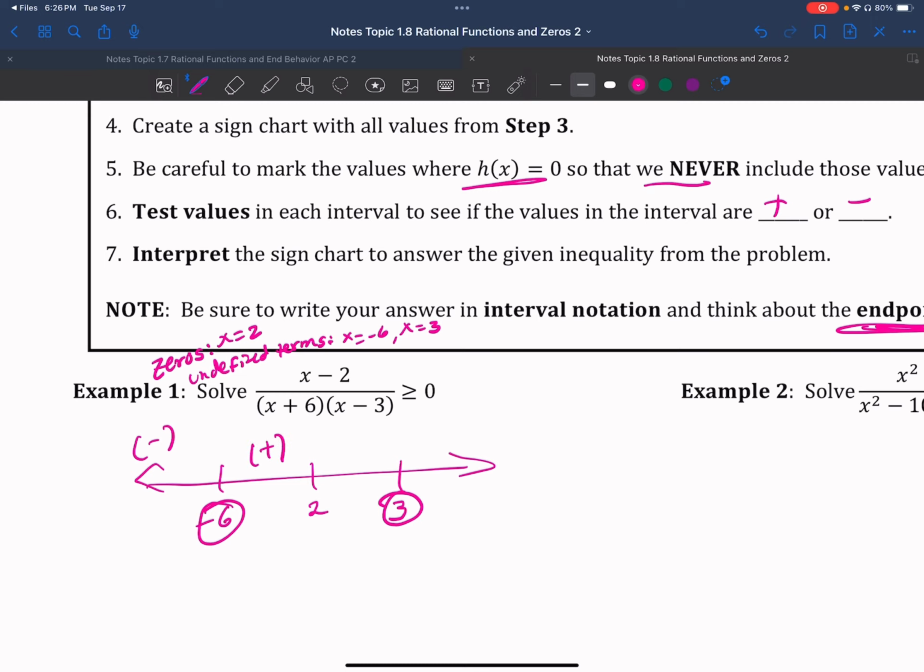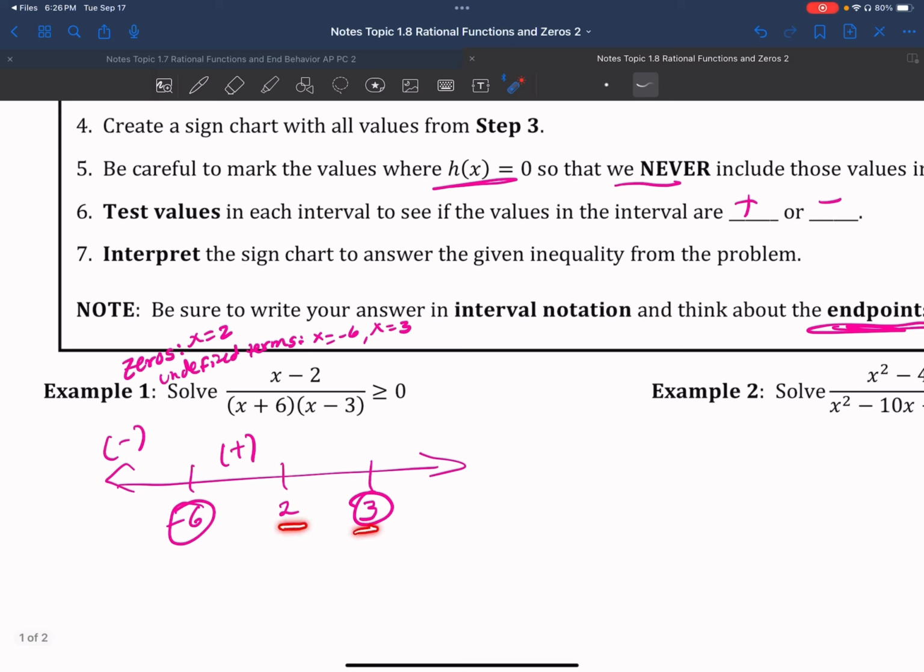This one I'm forced to pick a decimal because I have to pick a number bigger than 2 but less than 3. 2.5 is probably the best one that makes you feel the most comfortable. So again, 2.5 minus 2 will give me a positive. 2.5 plus 6 will give me a positive. And then 2.5 minus 3 will give me a negative. Think of these two canceling it out, leaving me a negative. You want to think of it that way.